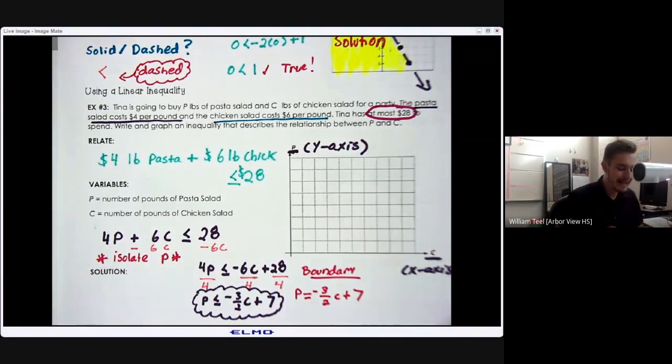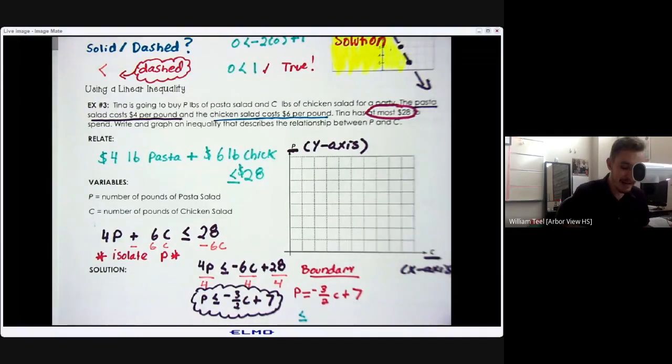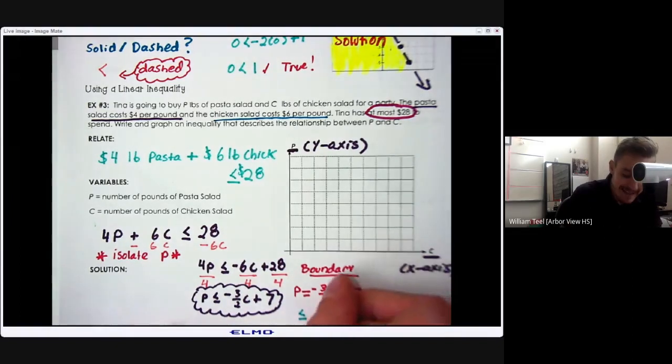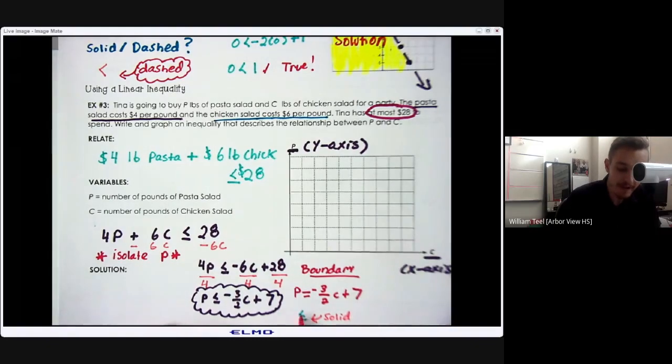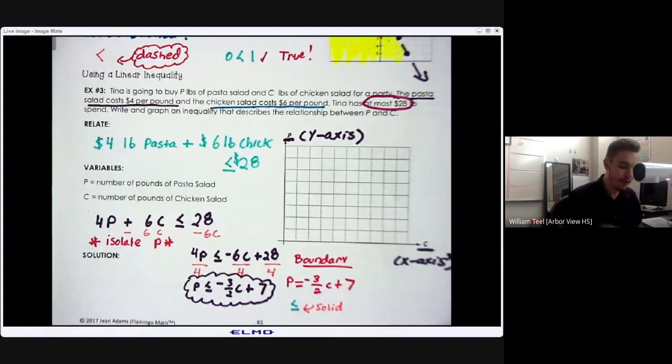All right, now let's figure out if we are solid or dashed. Since I am looking at less than or equal to, that is my inequality, that tells me that this is going to be a solid line because I am including all of the values on the boundary because I have less than or equal to. Okay, so now we're going to go ahead and graph this using the fact that we know what the line is and we also know that it is a solid line.